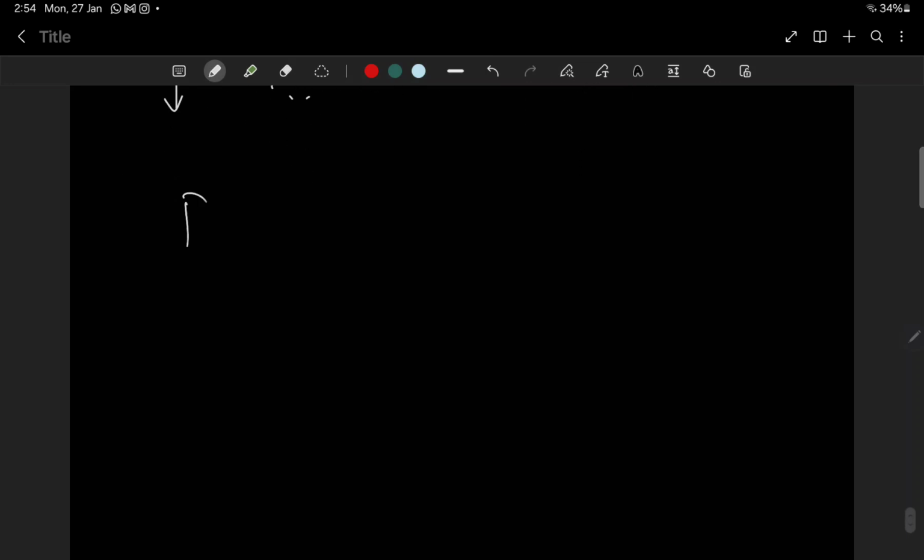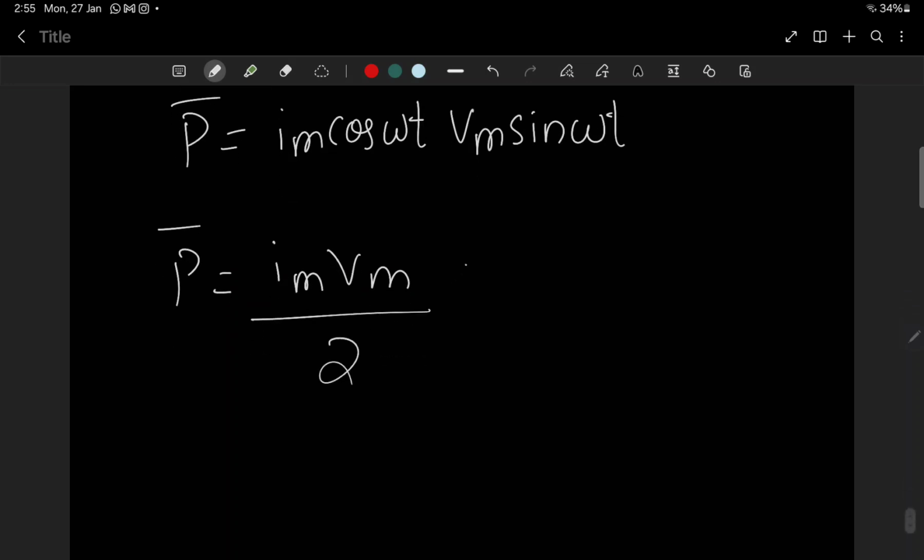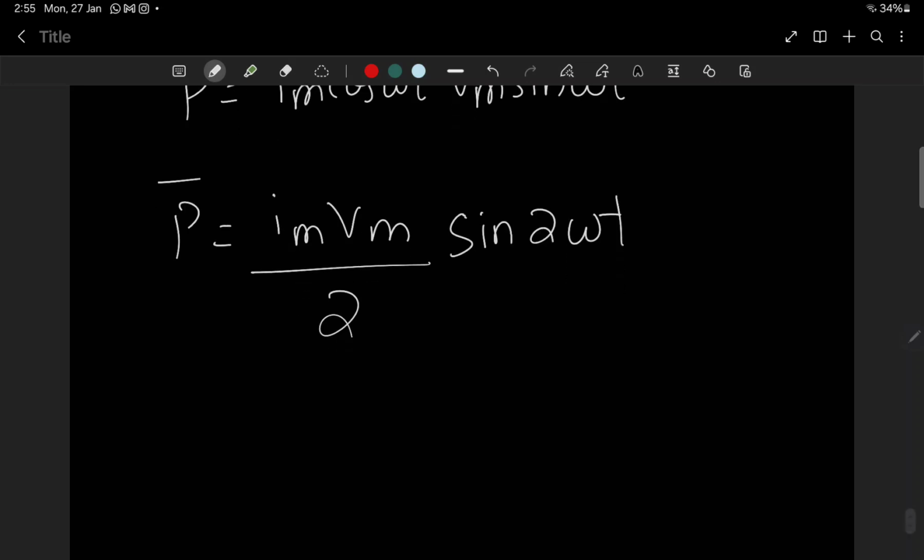Now power is equal to I into V. Power is very simple. So I is Im cos omega t into Vm sin omega t. Therefore power is equal to Im Vm by 2 into sin 2 omega t. Anyway, sin 2 omega t will be 0 on average. So P average is equal to 0. Here also it is giving us 0. Now for phasors, there is no need of many things.